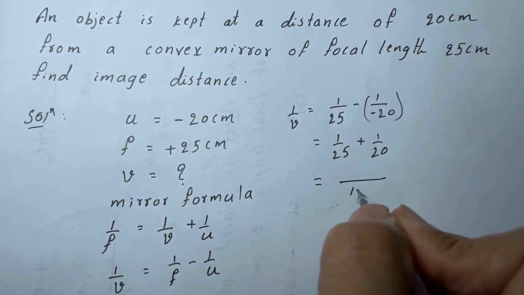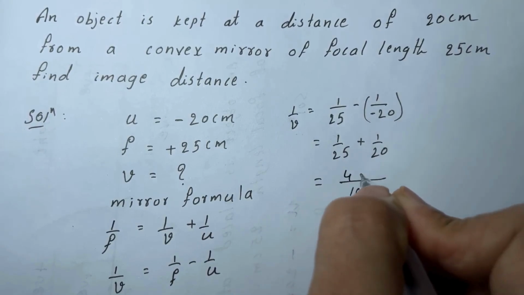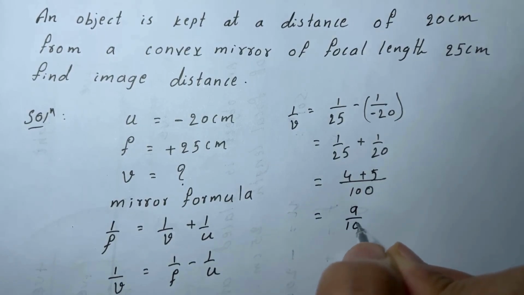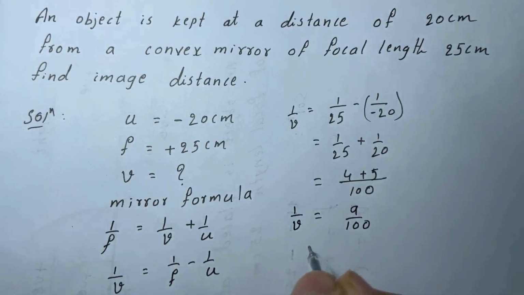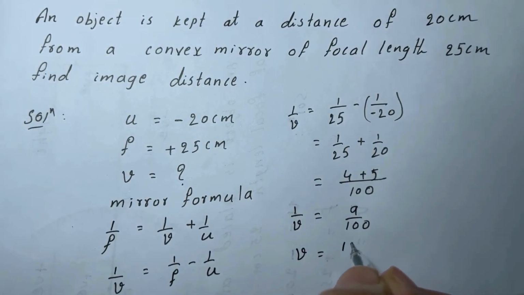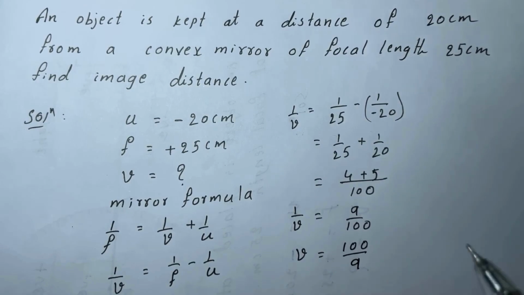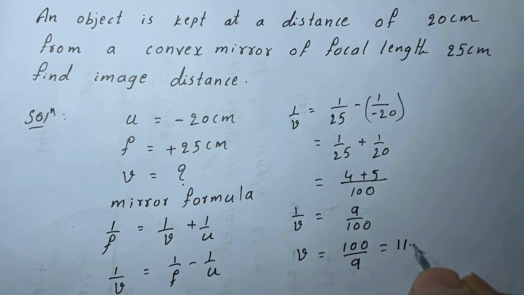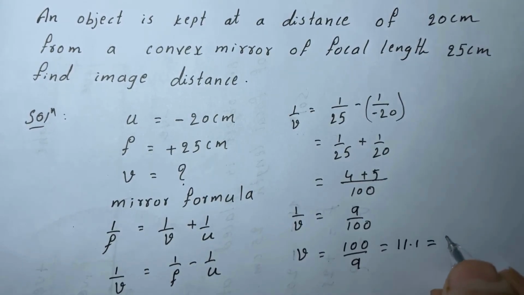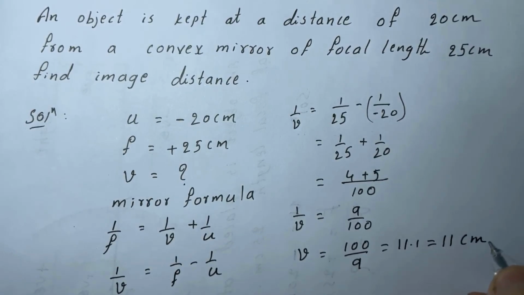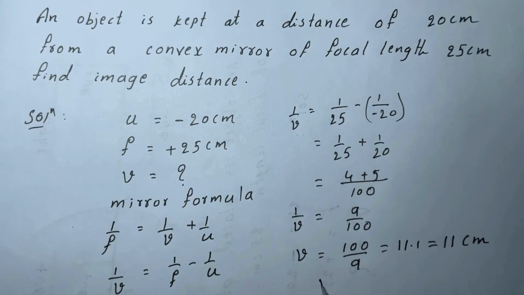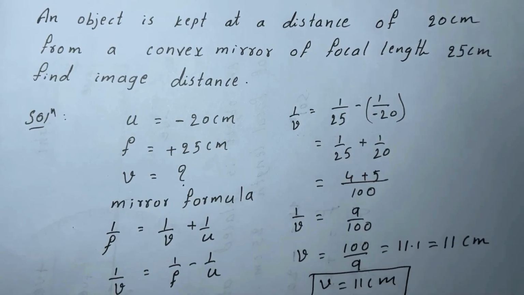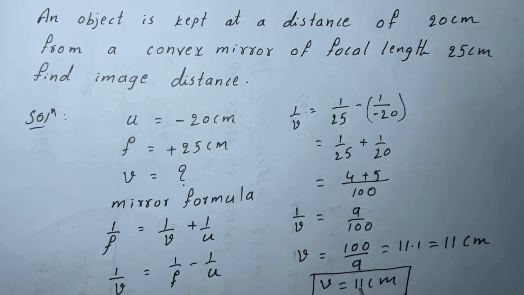LCM is 100. So, 4s are 4, 5s are 5. So, this is 9 by 100, that is 1 by V is 9 by 100, from this V is equals to 100 by 9. So, that is equals to 11 point, so we can take it as 11 centimeters. So, V is equals to 11 centimeters. Image distance is equals to 11 centimeters.